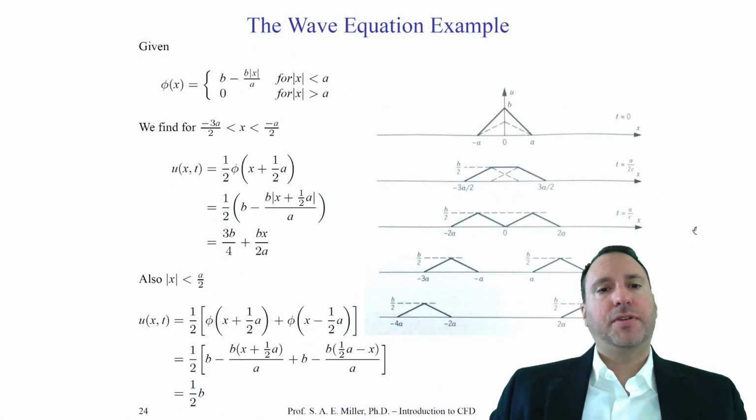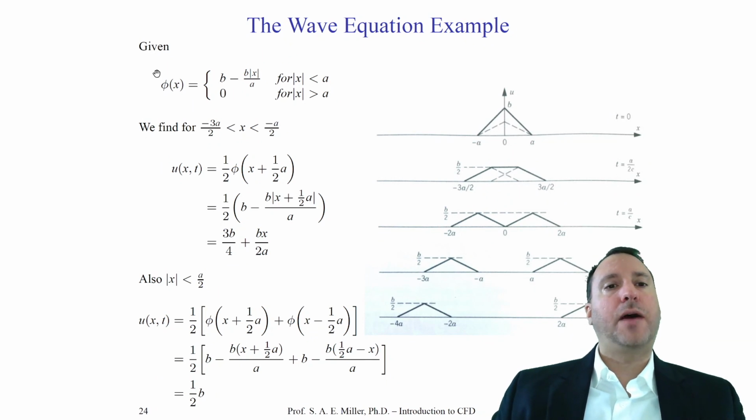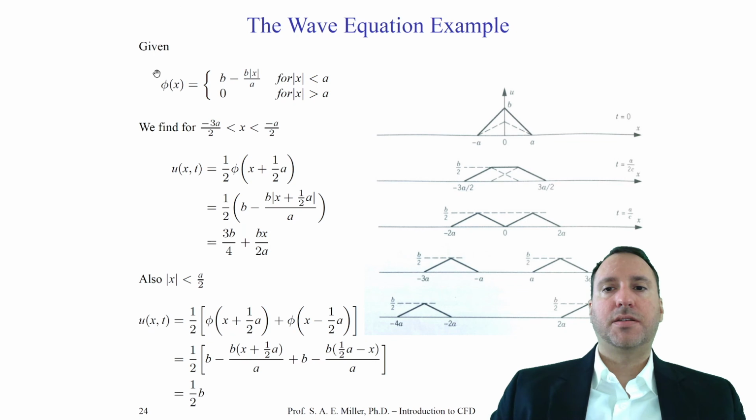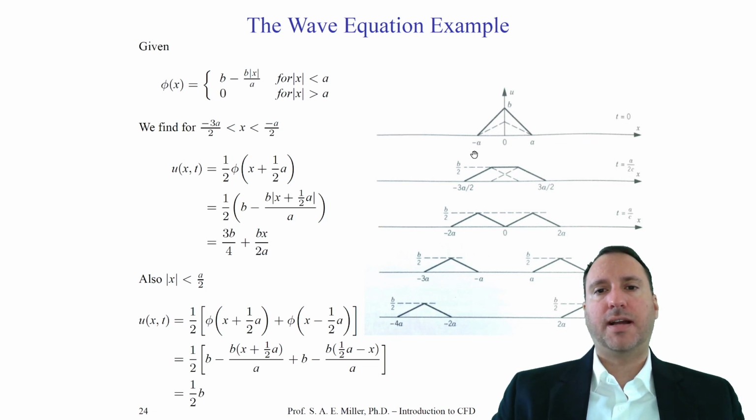Let's say we have an initial condition phi of x, and that will be equal to b minus b times the magnitude of x over a, and 0 for all values of x with magnitude greater than a. So b and a here are simply positive coefficients. This is the absolute value of x. This is essentially plotted at time 0 on the right-hand side of the figure. You can see that the initial solution is 0 everywhere except between negative a and a, corresponding to the initial condition.